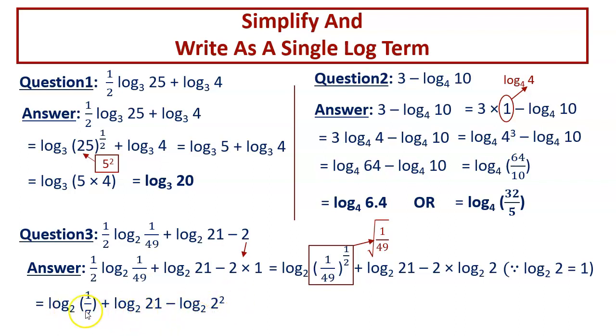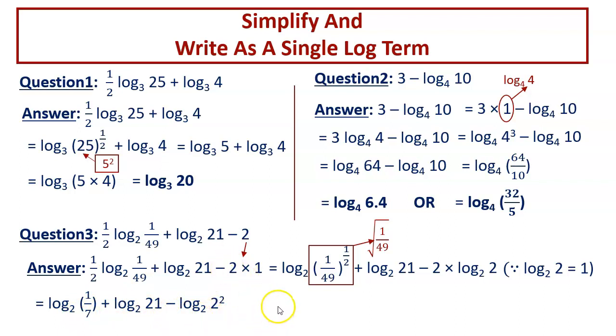Now these two log terms are connected by this plus sign. So you can do it in 2 steps. First of all, you combine these two. The arguments will get multiplied. The base will be the same. The base remains as 2. And then you get a single log term. You will be having log to the base 2 of 1 over 7 times 21. So that will be equal to 3. So it will be log of 3 to the base 2 minus log of 4 to the base 2.